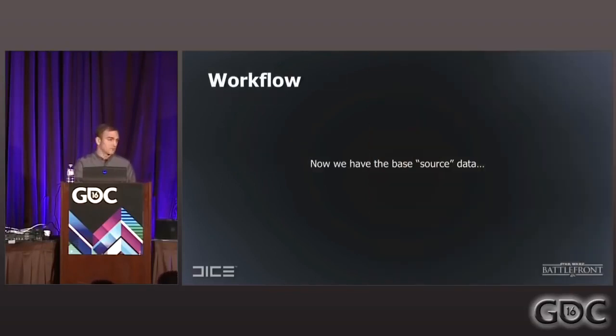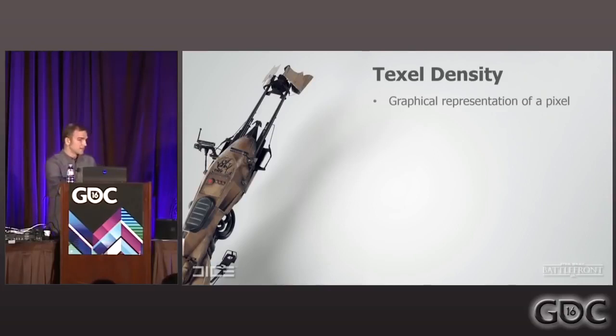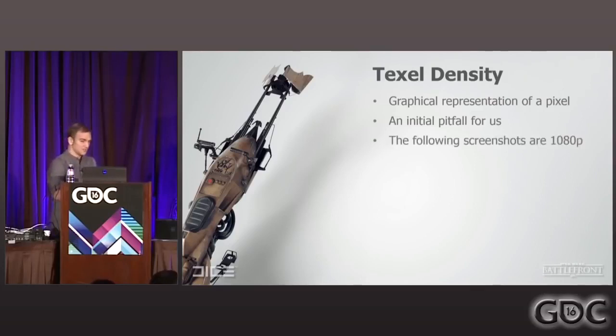So now we have the source data. Now we have our base maps. Quick word on texel density. Most of you are probably familiar with this, but for those of you that don't know, a texel is a texture pixel, and texel density is its relation to the screen pixel. This was an initial pitfall for us because the data we were getting back was so high resolution, we were just like, oh yeah, let's use it. We're getting 8K textures, 16K textures, let's use them because higher is better. That's a common way to think about it: bigger is better.